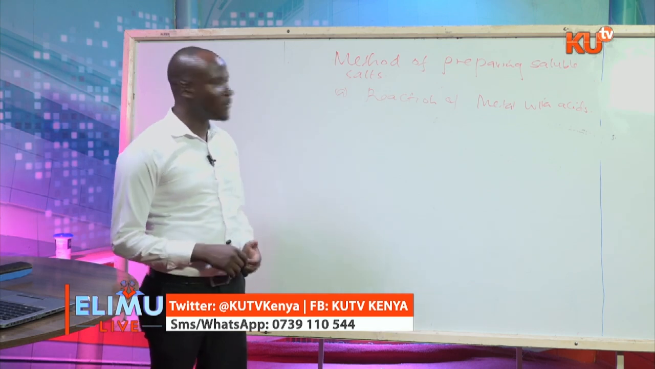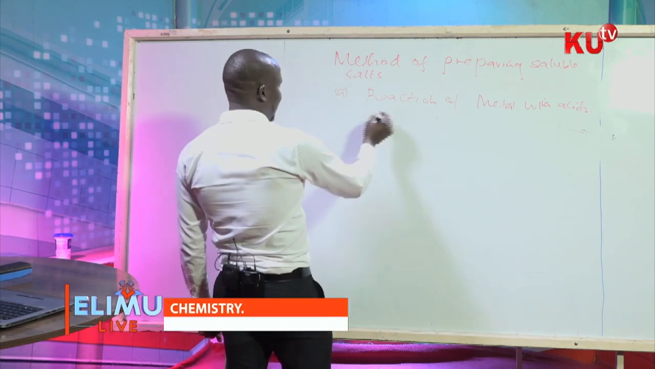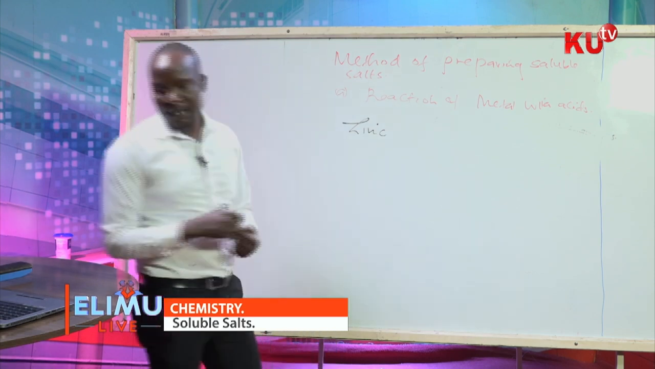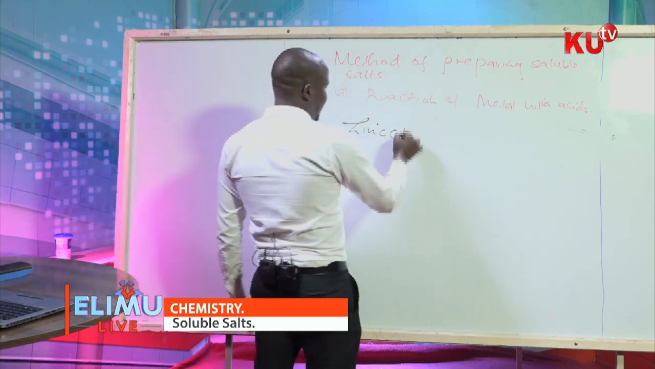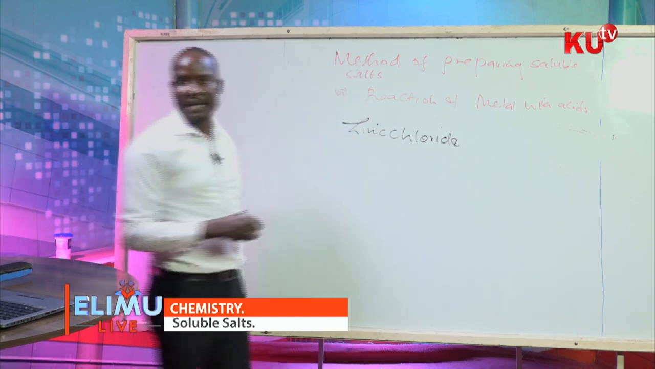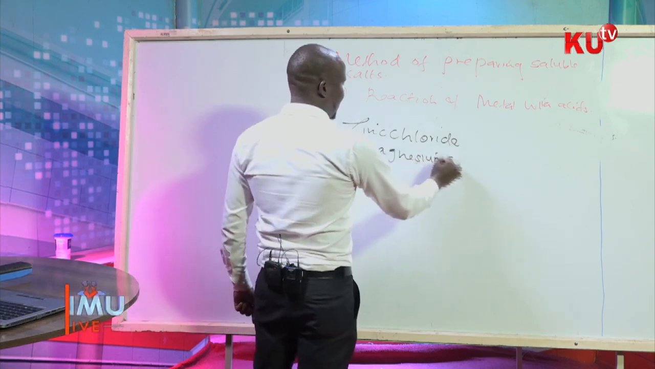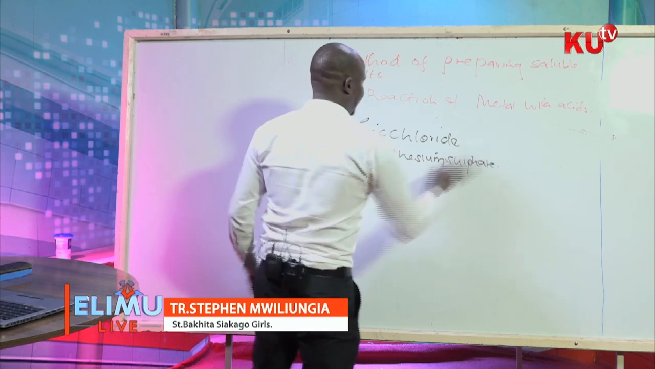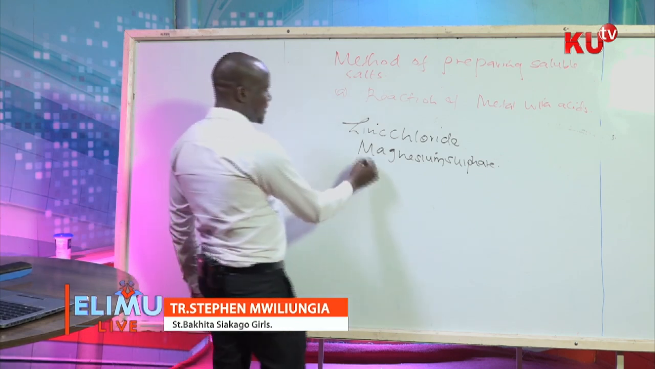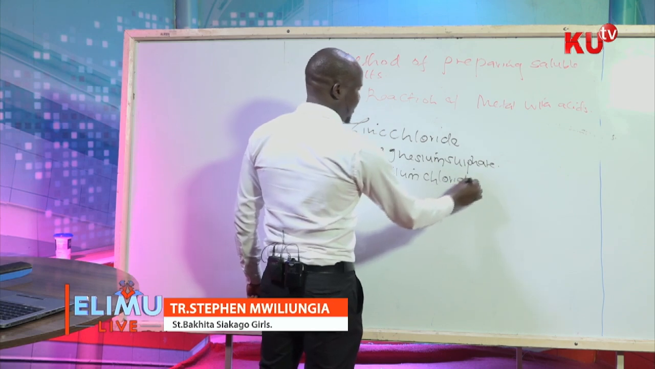Other salts that can be prepared by the same method: we have zinc chloride. Another is magnesium sulfate, which can be prepared by the same method. Another salt that can be prepared by the same method is calcium chloride.